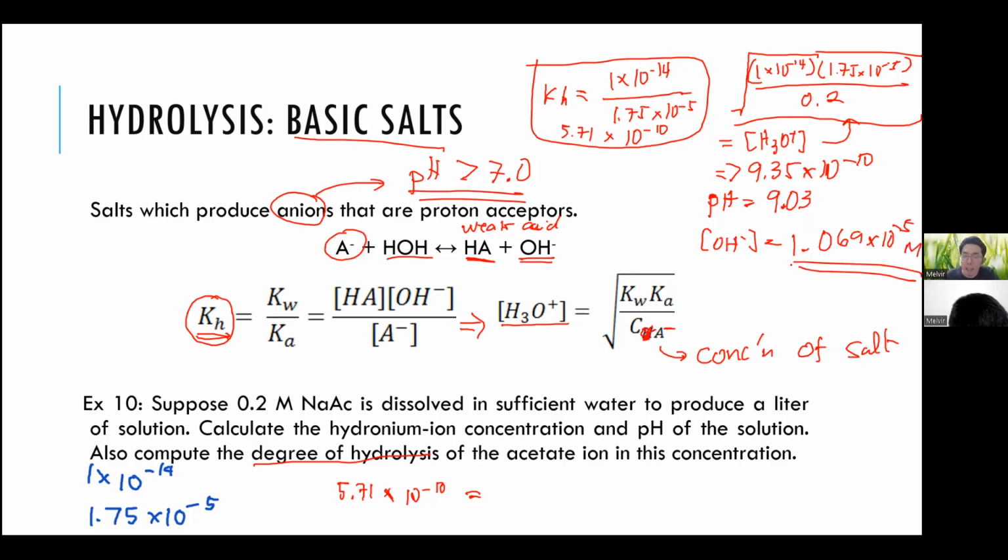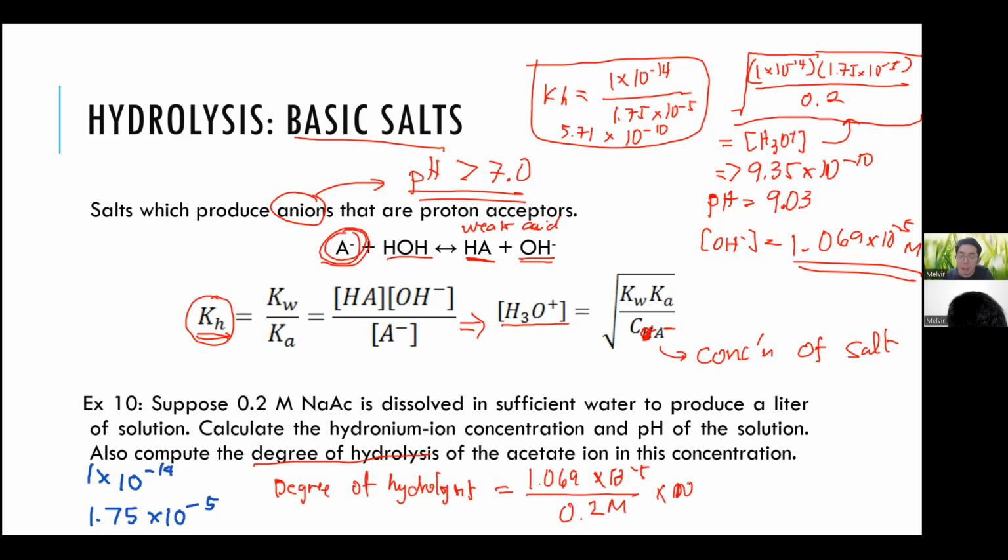So now, where does your OH minus come from? From A minus, right? So that will be your degree of dissociation. Let me erase this. Degree of hydrolysis, so to speak. So the degree of hydrolysis is equal to, what you formed is only 1.069 times 10 to the negative 5 out of 0.2 molar. You just multiply that by 100%. That is the degree of hydrolysis. So, 1.069 exponent negative 5 divided by 0.2 then times 100. It's low, right? 0.005.